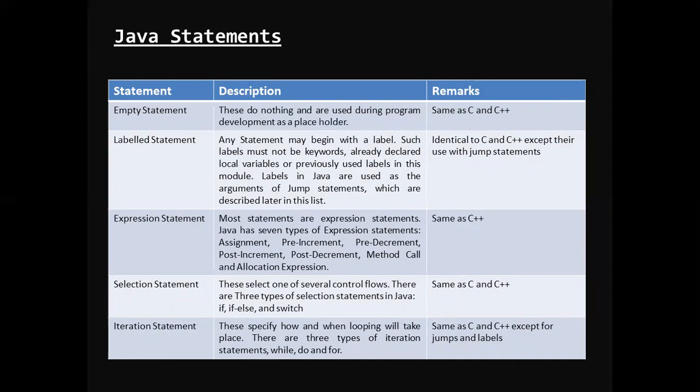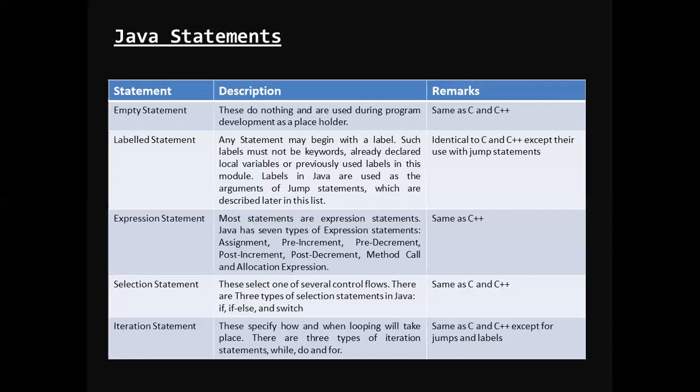Java implements several types of statements as described in the table. They are considered in depth as and when they are encountered. Empty statement: these do nothing and are used during program development as a placeholder. Labeled statement: any statement may begin with a label. Such labels must not be keywords, already declared local variables, or previously used labels in this module. Labels in Java are used as the arguments of jump statements, which are described later in this list.